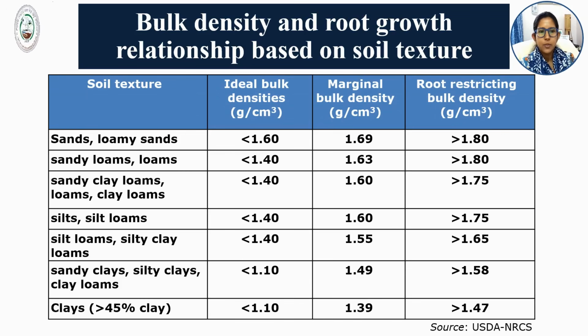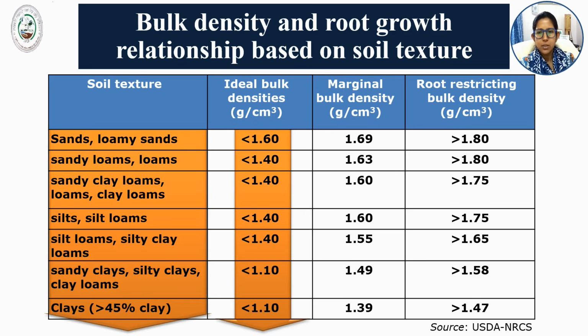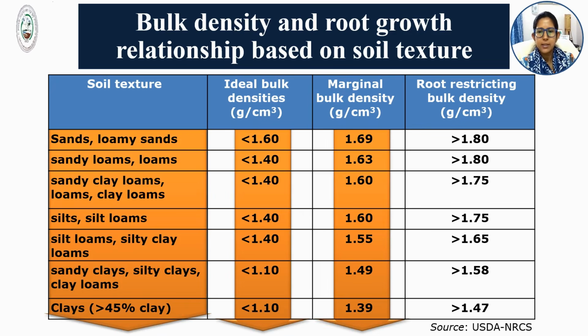And if we see the bulk density and root growth relationship based on soil texture, as we move from sandy soils to the clay soils, the ideal bulk density reduces, and also the marginal bulk density and the root restricting bulk density change depending on the soil texture.